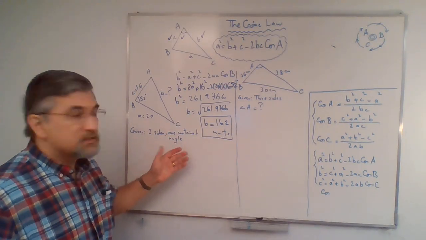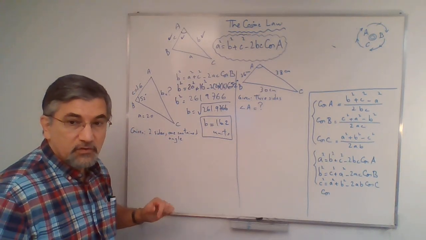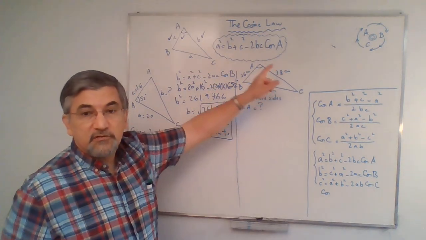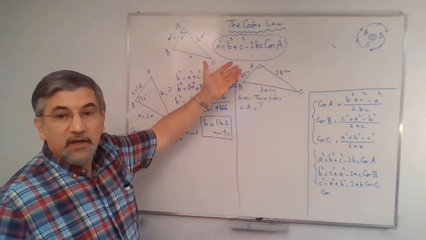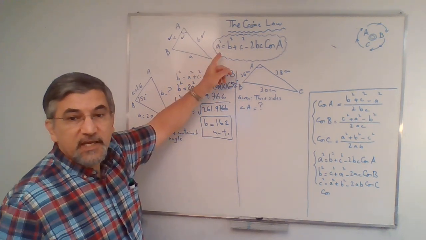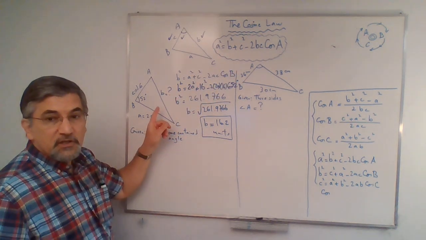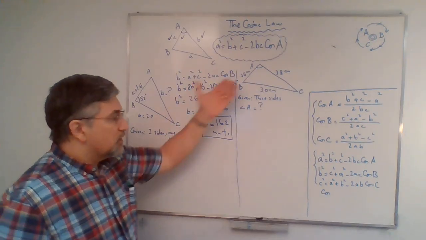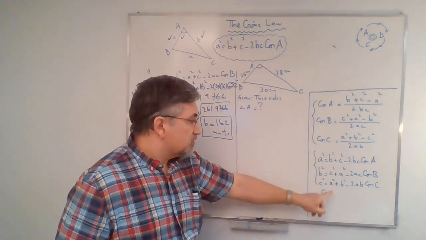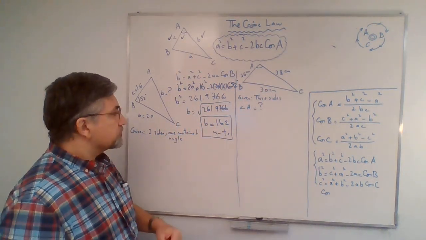How did I find this? I used cosine law, okay? Did I use the master formula for cosine law? No, I didn't. Why? Because I was not looking for side A. I was looking for side B. So what was I supposed to do? I was supposed to tailor it to my need here.